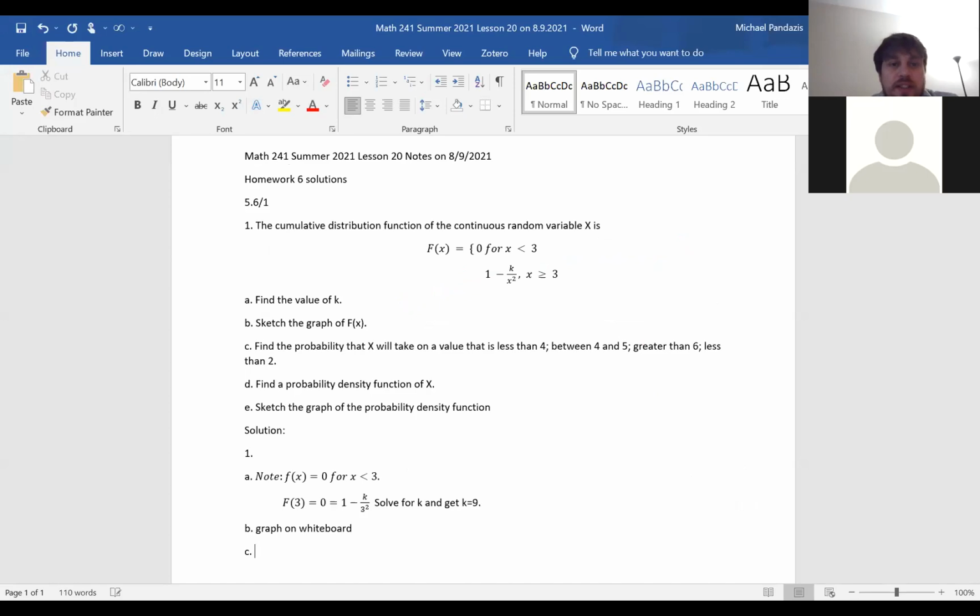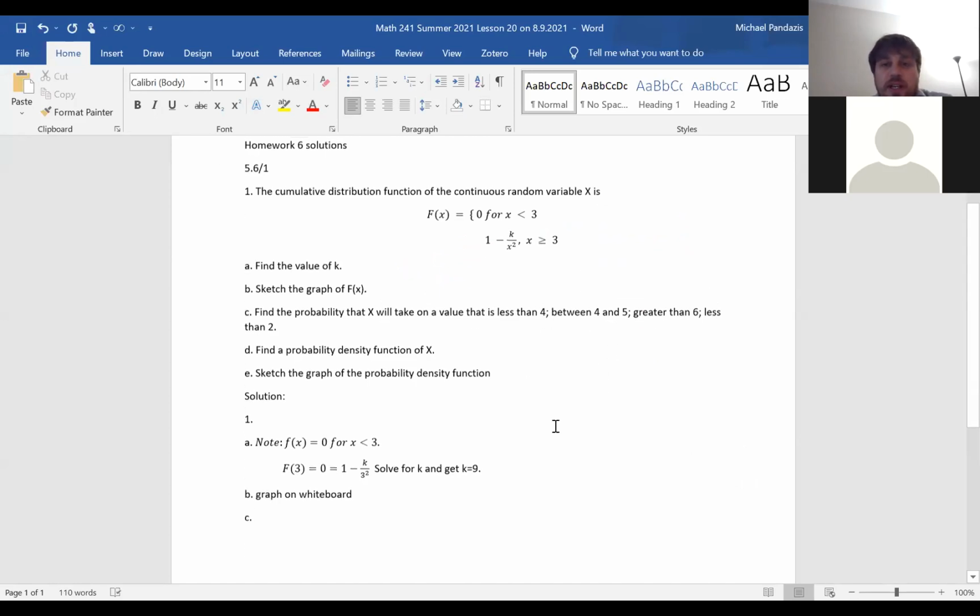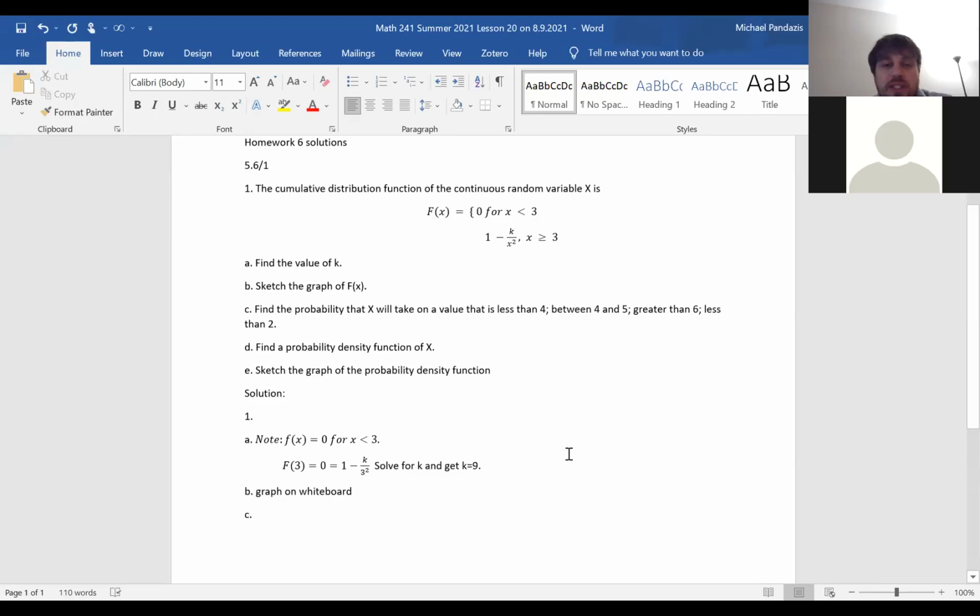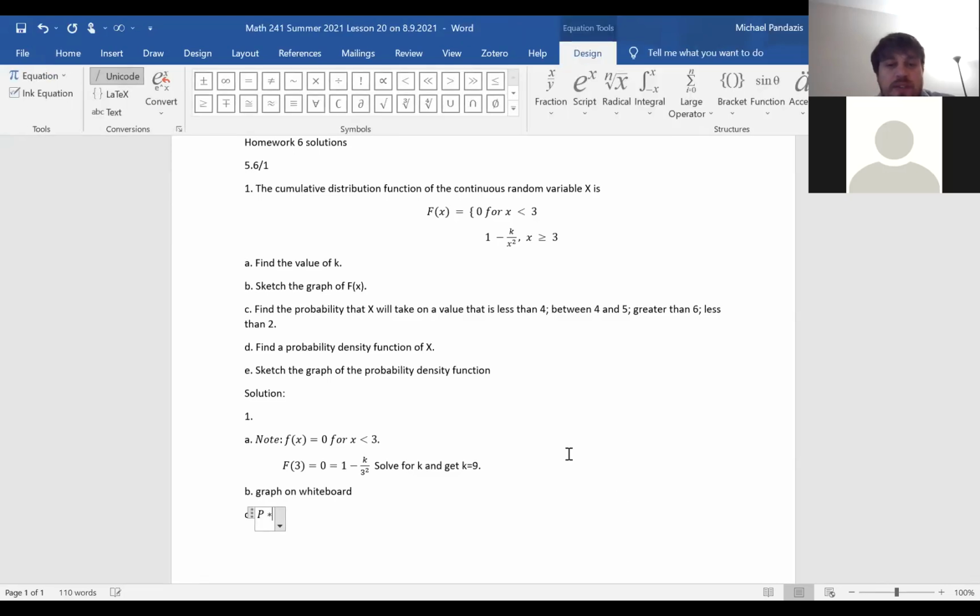And then C: find the probability that x will take a value less than 4, between 4 and 5, greater than 6, less than 2. So let's do one of them. Let's find the probability that x is less than 4. So this is equal to the integral.